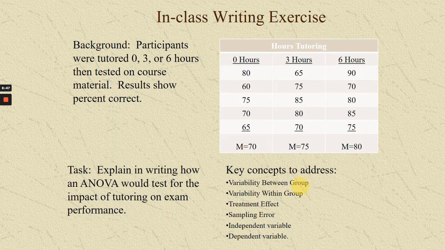So in terms of some key concepts you want to integrate here, variability between groups, variability within groups, then talking about where treatment effect and sampling error show up, and be sure to clarify the independent and dependent variable. So if you can explain this, including all of these, that will suggest you got a pretty good understanding of it.